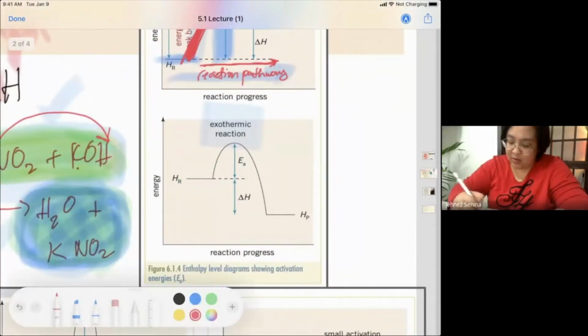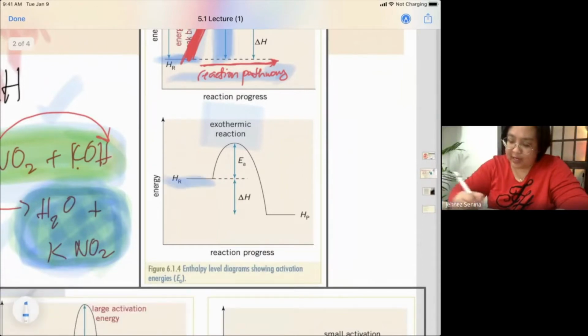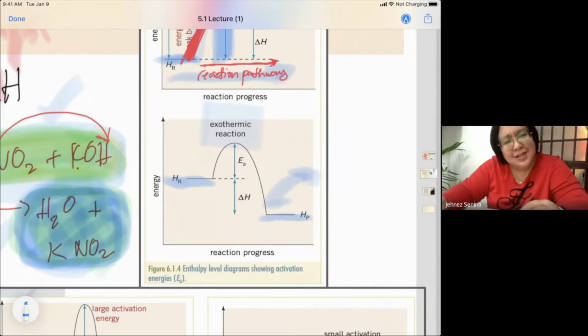Notice how this is the energy of your reactant, and this is the energy of the product. So the product has lower enthalpy. Where did its energy go? To its surrounding. That's why the surrounding became hot. Okay. And then you draw the same thing.